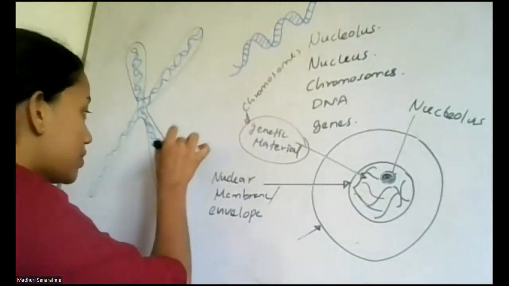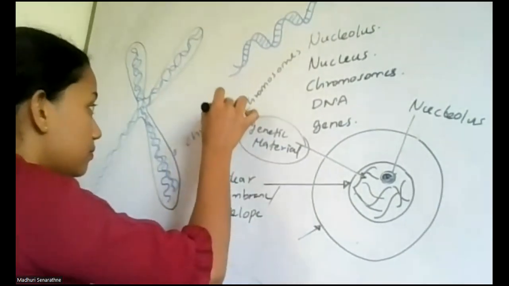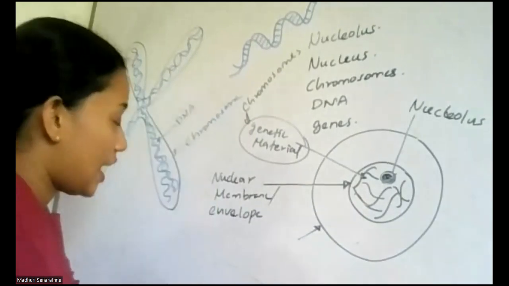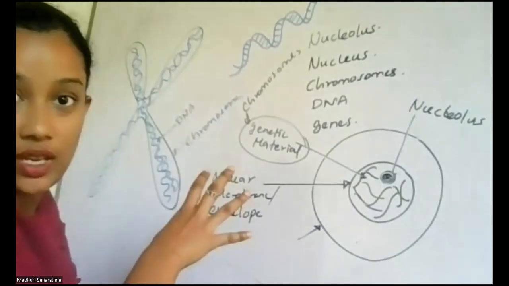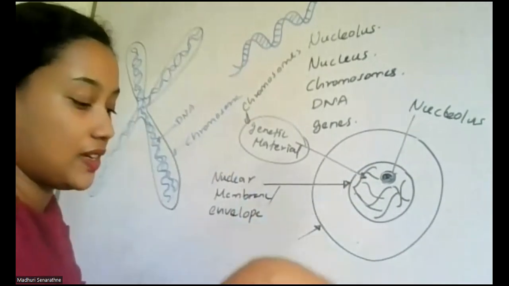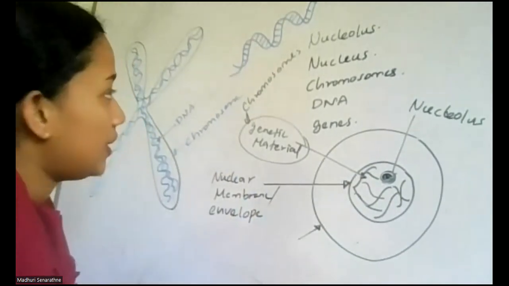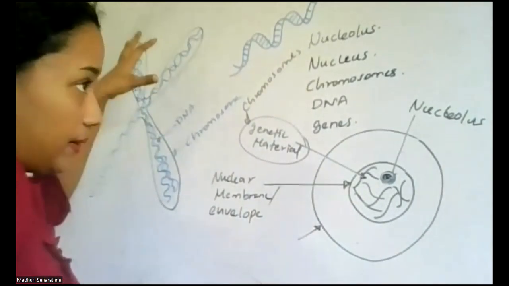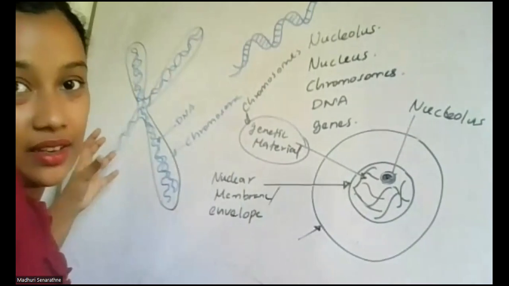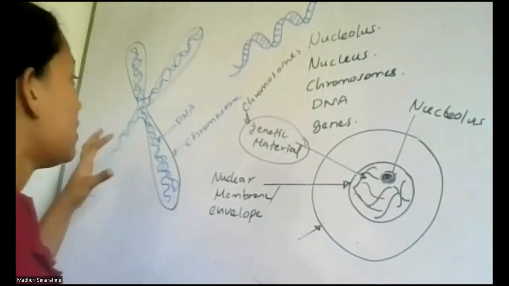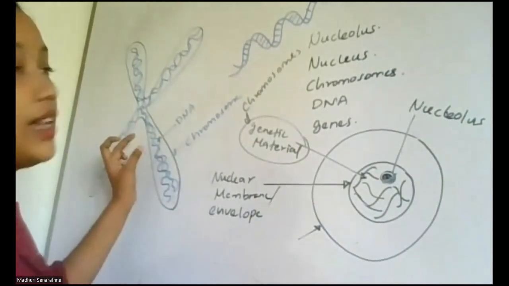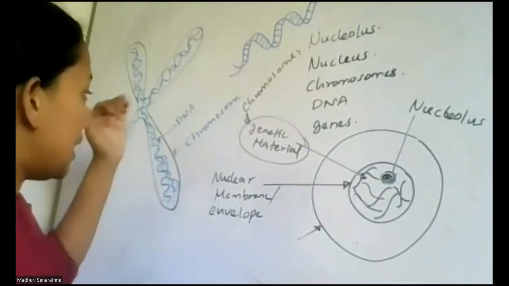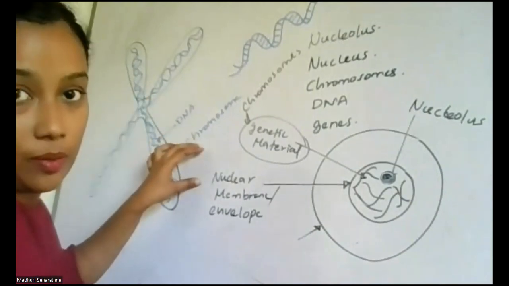Within the chromosome, we can see DNA. These things we have to discuss in our molecular biology lesson, but I think it is better to tell you these basic things. They are not complex ones. What is the difference between DNA and chromosome? DNA is included in the chromosome.